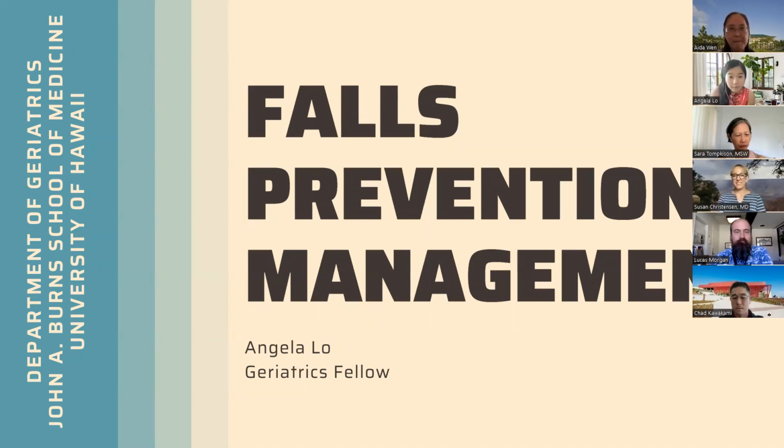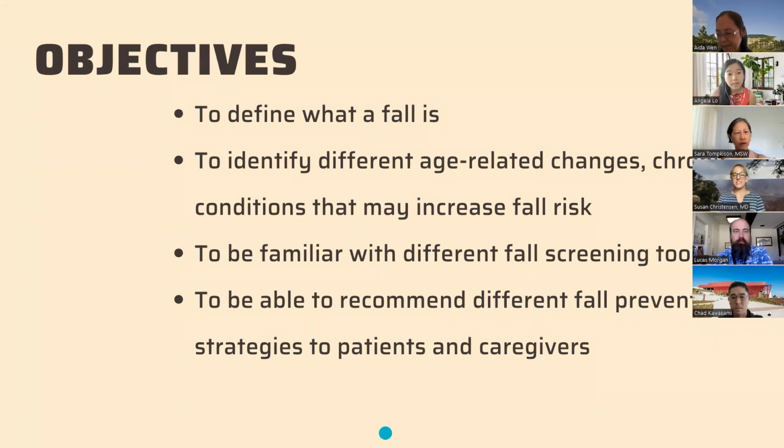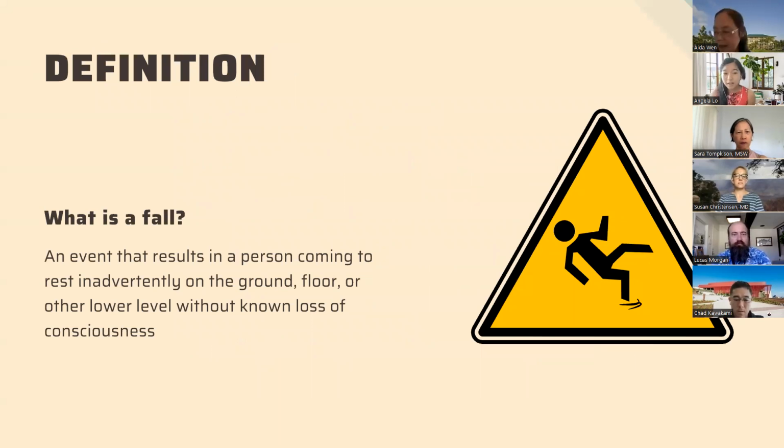And so I will be presenting about falls prevention and management. Today's objectives include to be able to define what a fall is, to identify different age-related changes and chronic conditions that may increase fall risk, to be familiar with different fall screening tools, and to be able to recommend different fall prevention strategies to patients and caregivers. But first, what is a fall? So a fall is an event that results in a person coming to rest inadvertently on the ground, floor, or other lower level without known loss of consciousness.